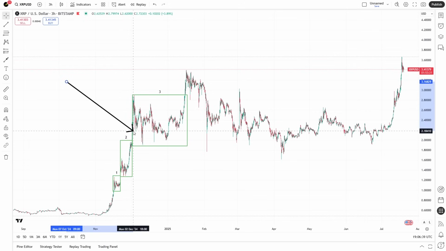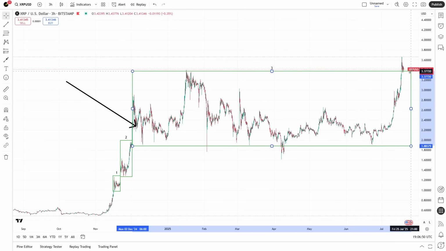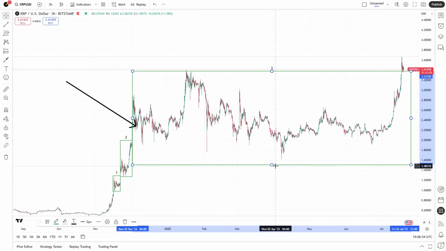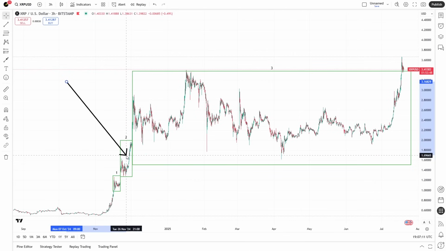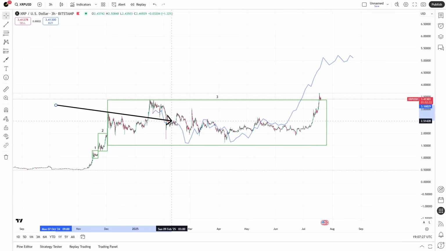The only possibility is that this entire structure has been the third corrective structure. It's the only possibility, people. But can we confirm that this is indeed a bull run structure? In fact, we can. We could take this second corrective structure, copy and paste it onto today's chart.